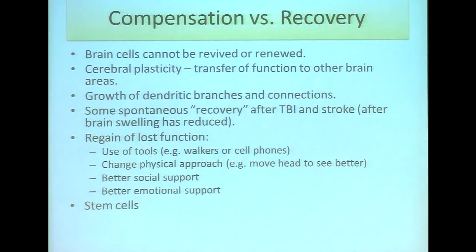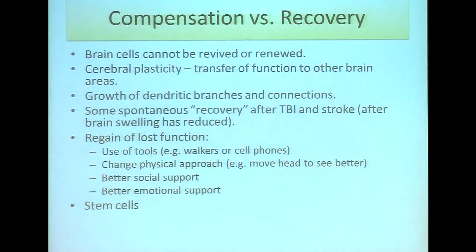Now, to help somebody get better after an injury, it doesn't mean that you help them recover. It does mean that you help them to compensate. So, as you know, brain cells cannot be revived or renewed. If they've been damaged, they're damaged. There's nothing you can do about it. However, we have the phenomenon of cerebral plasticity, where the brain sometimes transfers functions to other brain areas. Now, whether or not it does that depends on a number of things. One of the main things it depends on is what age the person is when they have the injury.